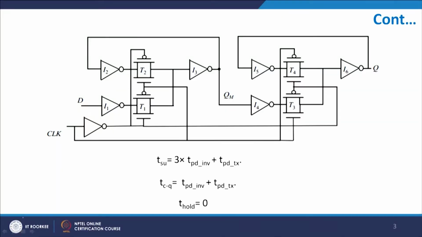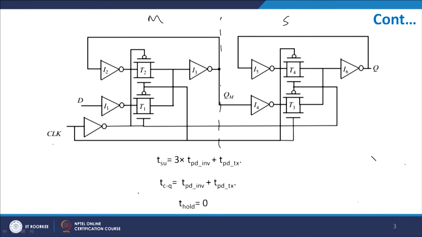If you look very carefully, if I want to break it into two parts, I have a master, which is I1, I2, T1, T2, I3, and you have a slave, which is I4, I5, I6, T3 and T4. So I have two, master and slave, available to me here. This is your master and this is your slave. What was the concept? That if my master is on, slave will be off, and if my master is off, slave is on. So vice versa.